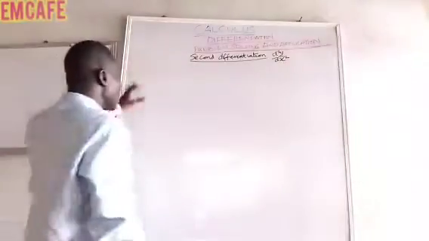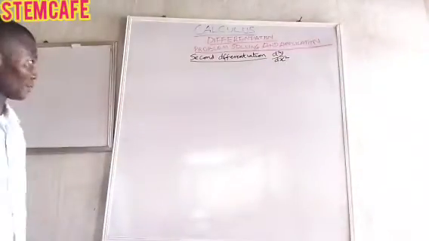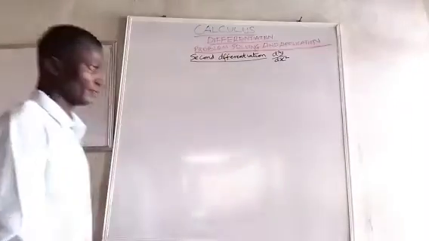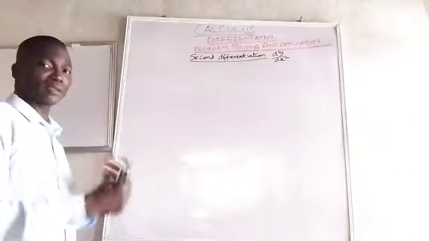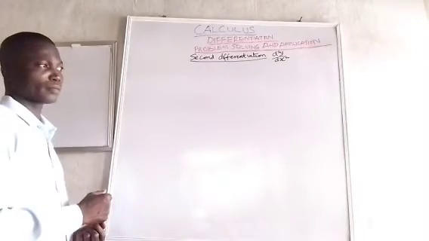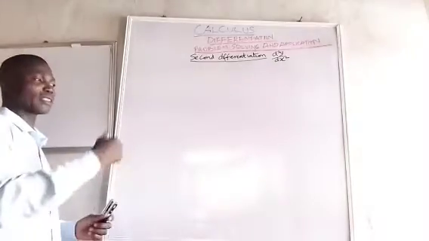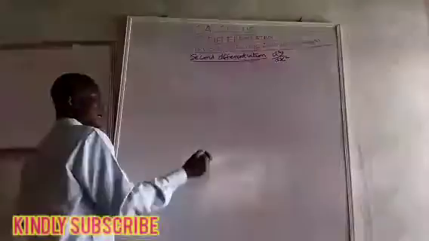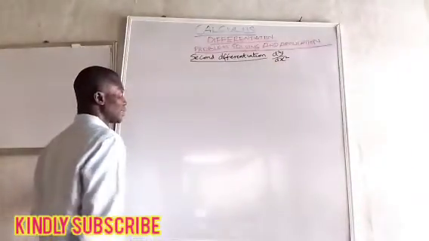Now let's continue with our lecture on differentiation. Now we are doing second differentiation. What does this mean? It means differentiation of the initial differentiation. Differentiation of the first initial differential value. How do we obtain it?